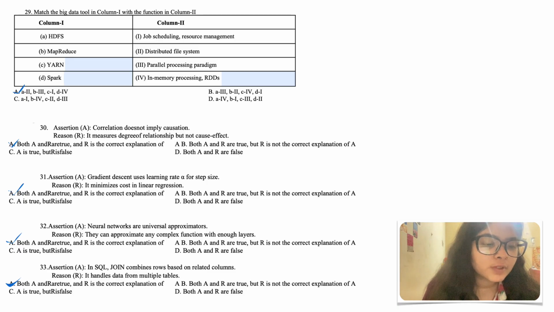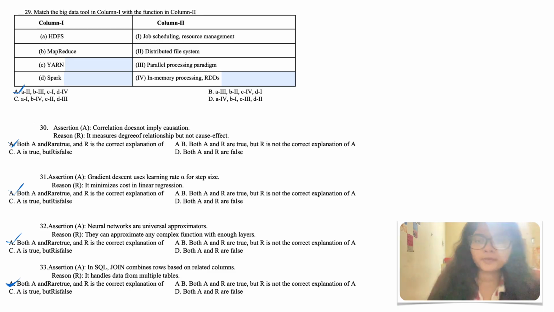Moving towards question 33, in SQL, a join combines rows based on related columns. It handles data from multiple tables. True. These two options explain each other very well. Joins actually handle the data from multiple tables and combine it using related columns.